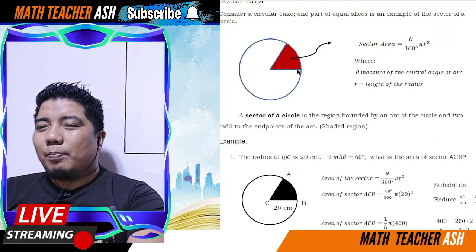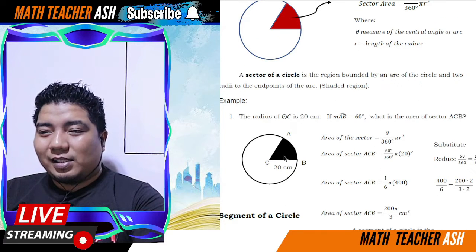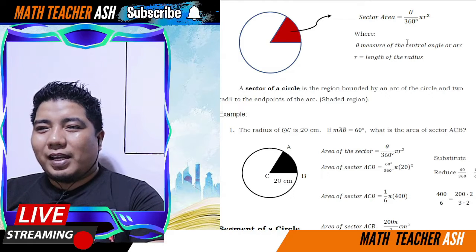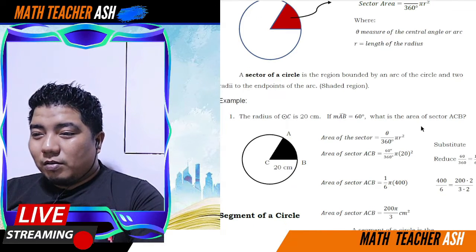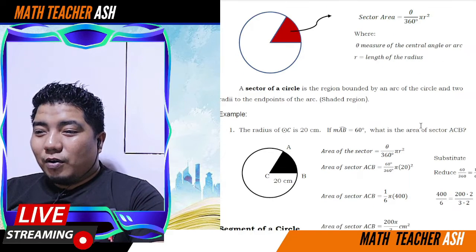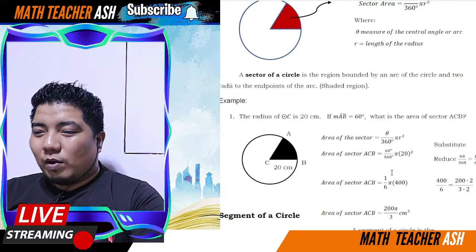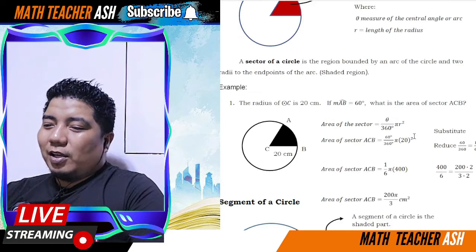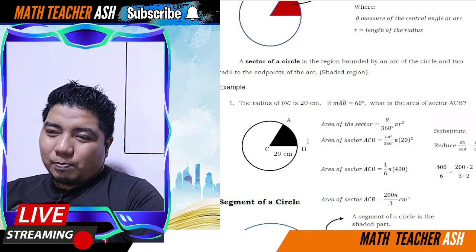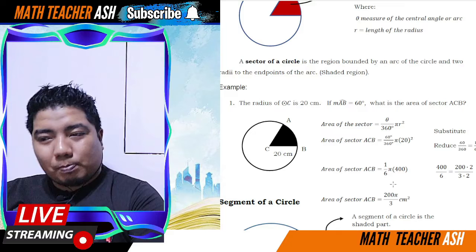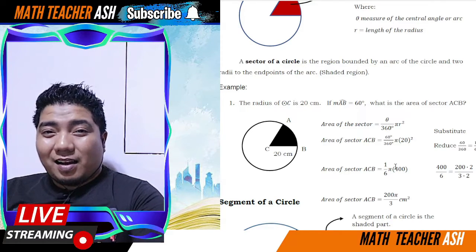Okay. So, example, let's say, ang given dito is 60 degrees. So, what is the radian measure of 60 degrees? That is 1/6 pi, right? So 1/6, which is 1/6 part of the circle. So 1/6 times pi times the square of the radius.